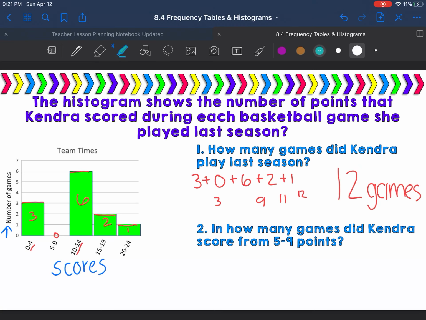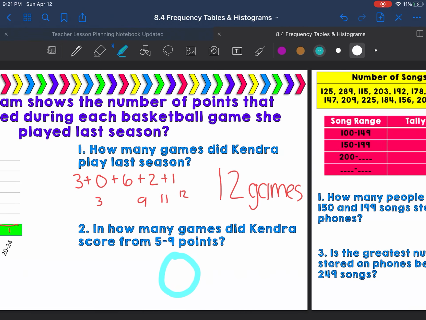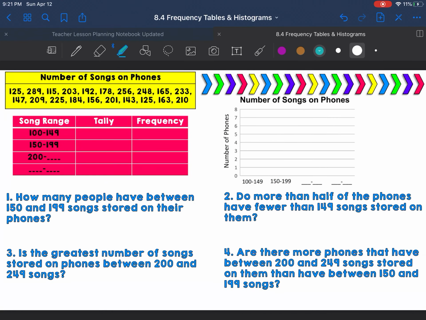Now let's read our next one. It says, in how many games did Kendra score from 5 to 9 points? So I'm going to come here and look at my 5 to 9 column, which would be right here. How many games does she score 5 to 9 points? Oh, it tells me right there. 0. So no games did she score between 5 and 9 points. That's it, guys. That's all we're doing.